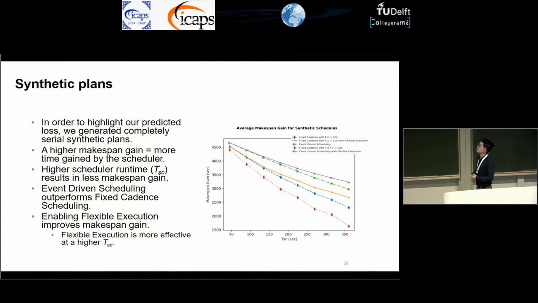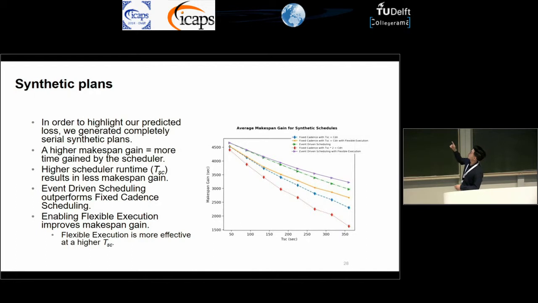So for our synthetic plans, you can really see three trends. So the first trend is that as the scheduler runtime, which is the x-axis, increases, the amount of makespan gain we have, which is the y-axis, decreases.